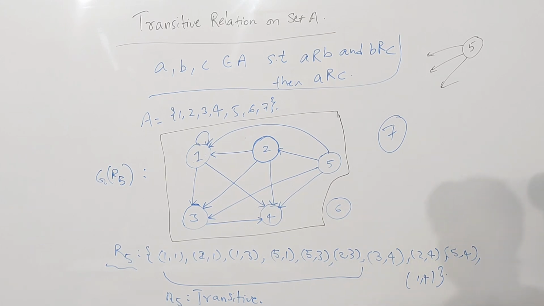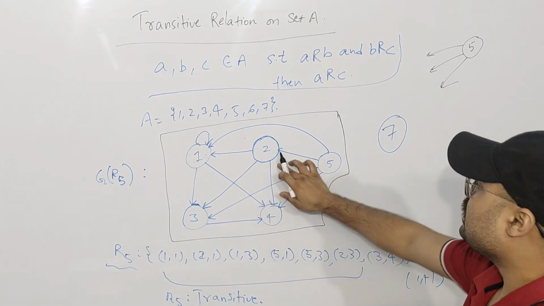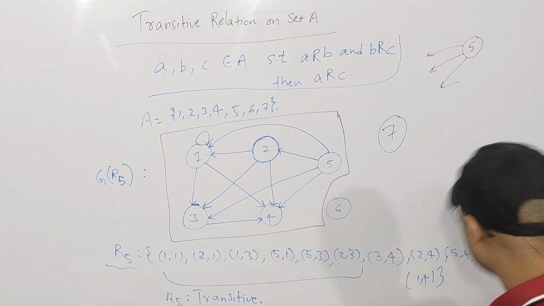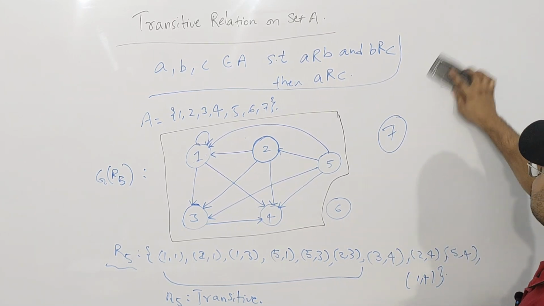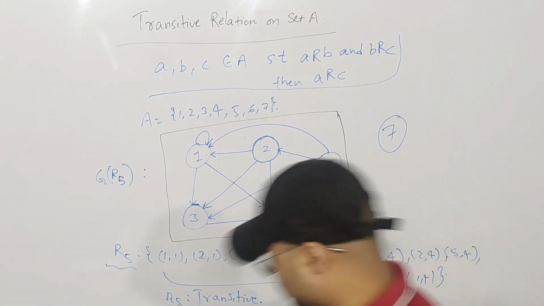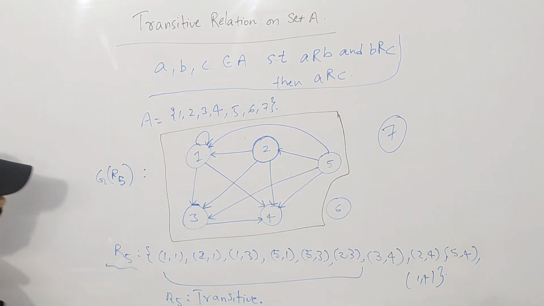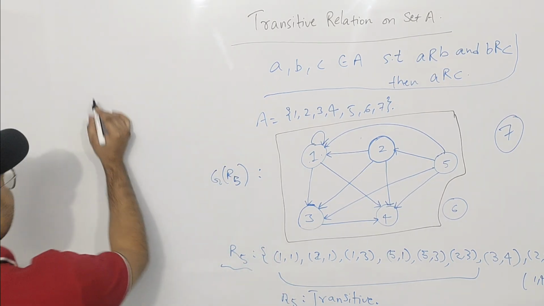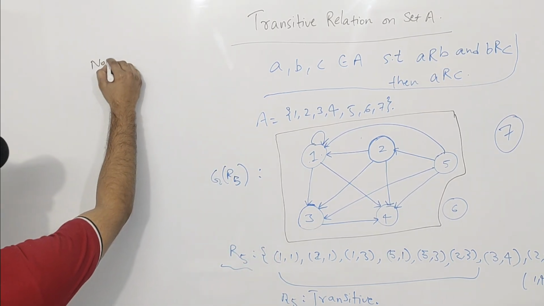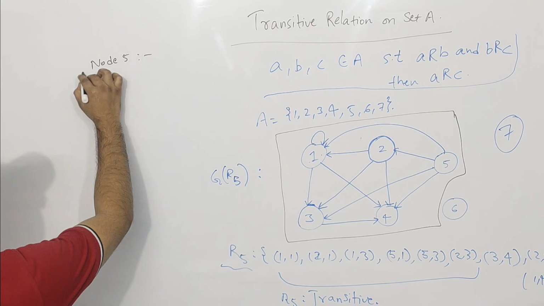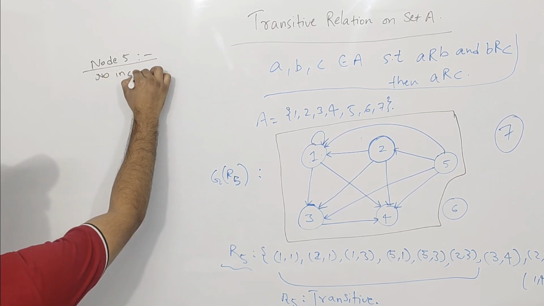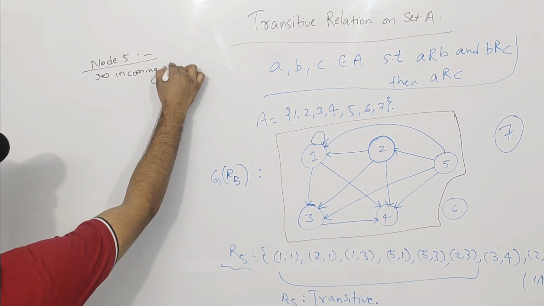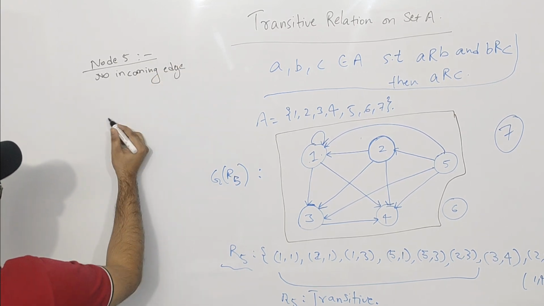Okay. Now look at 2. So let me write down my observations. For node 5, there is no incoming edge.